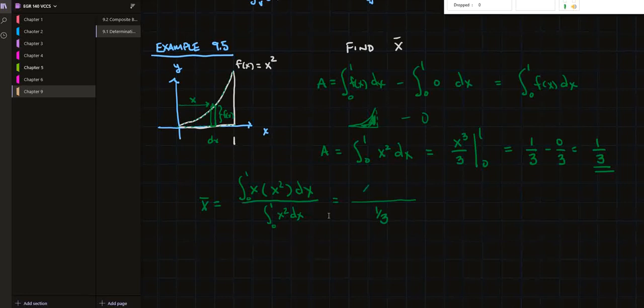So that's going to be x to the 4 over 4 evaluated from 0 to 1, equals 1/4 over 1/3. What did I say? The area is 1/3 here. So this is the same thing as 3 over 4. And that equals our x bar.